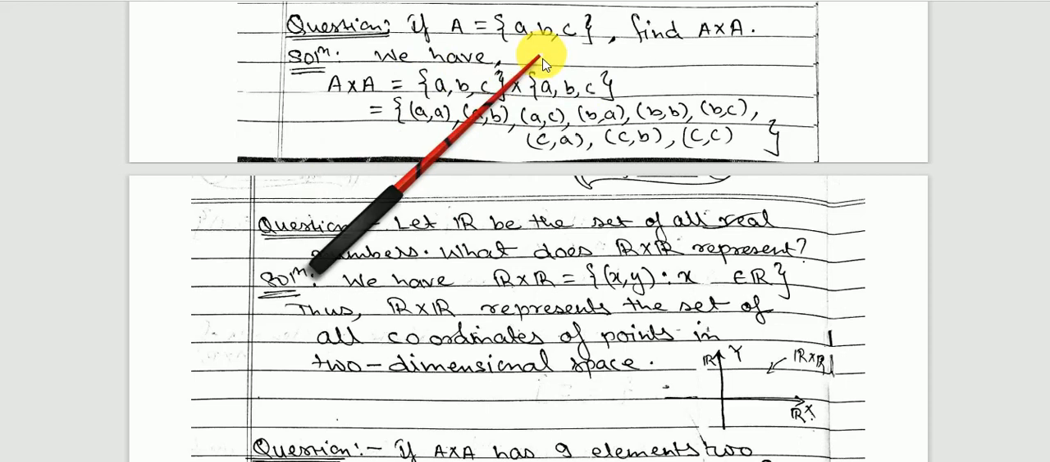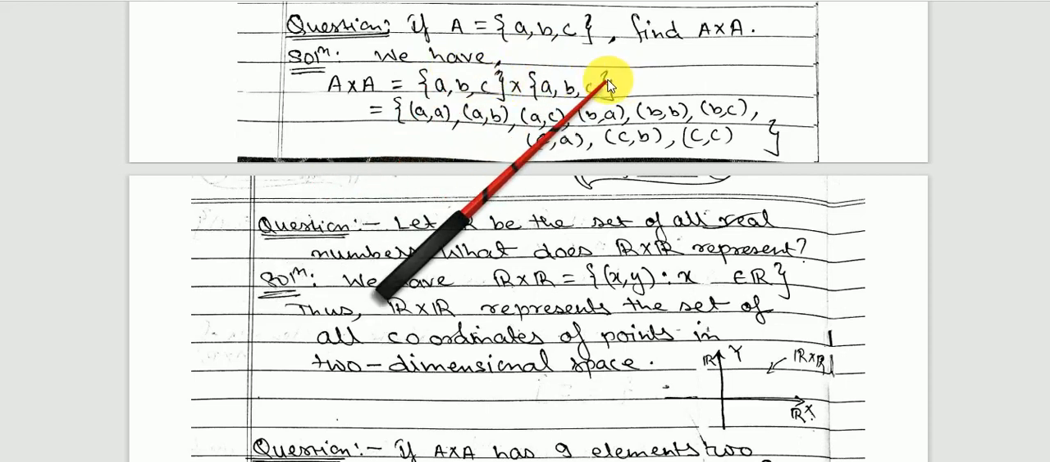So the ordered pairs that we can have are (a, a), (a, b), (a, c), then (b, a), (b, b), then (b, c). Then (c, a), (c, b), (c, c). These are the ordered pairs.